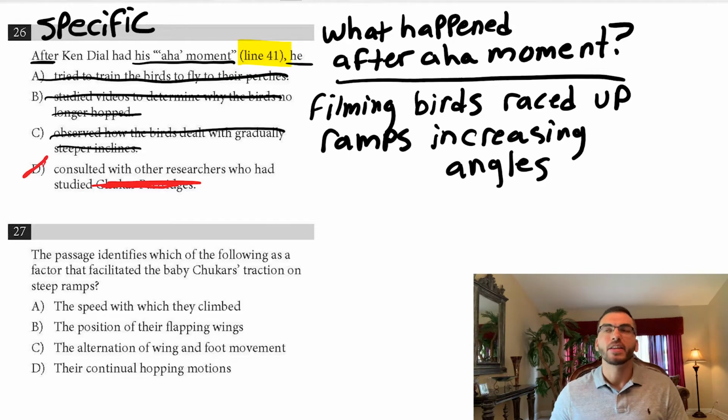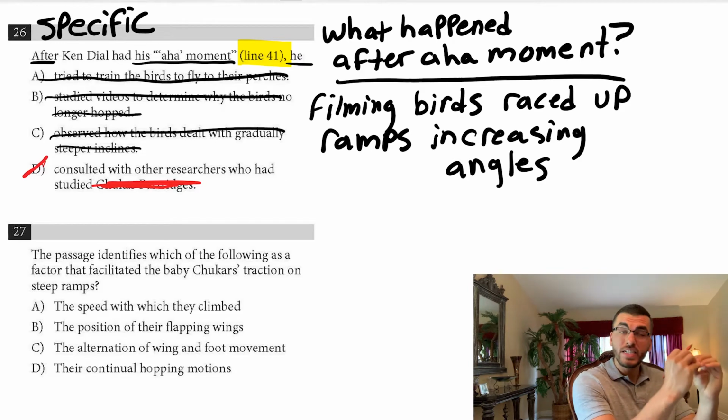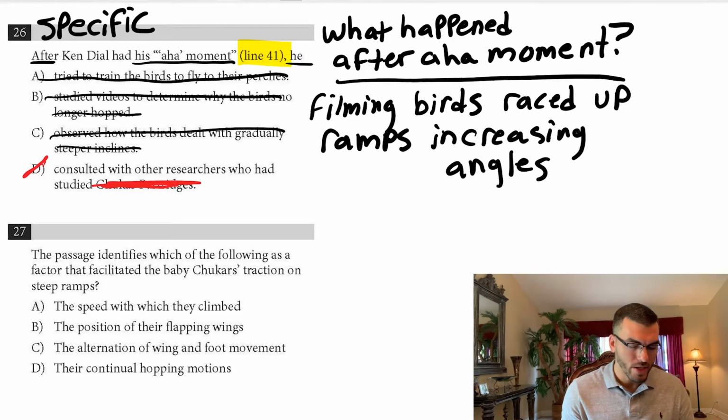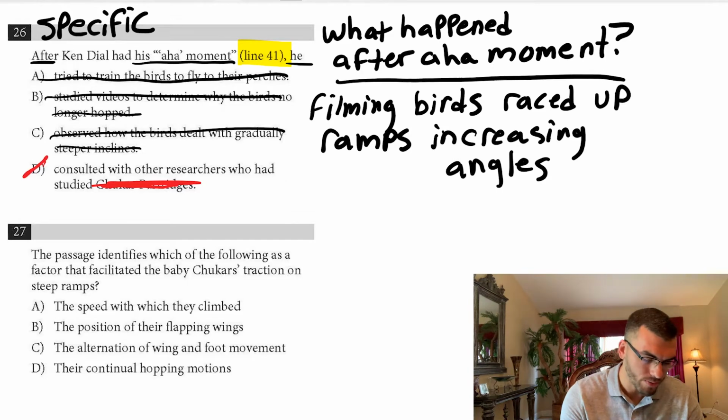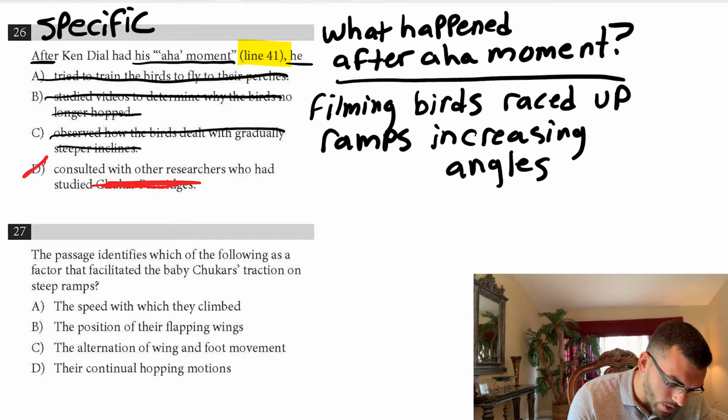Wait a second. You've got to make sure that the entire answer choice is fully supported by the passage. So this is a prime example of half right. The answer choice is only half right. Well, if only half of it is right, then the entire answer choice is wrong. Let's look at the next one.